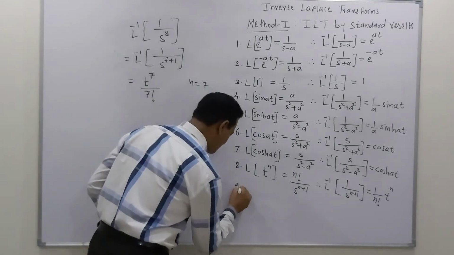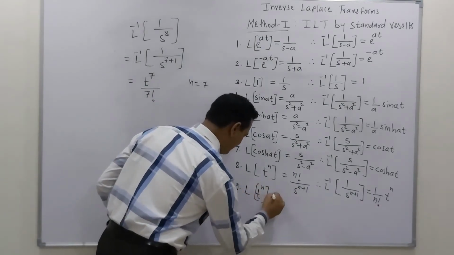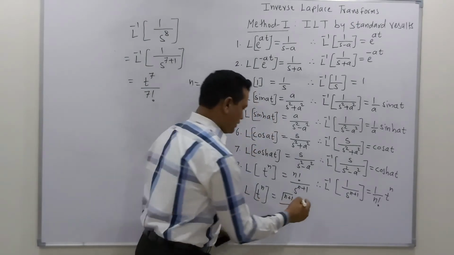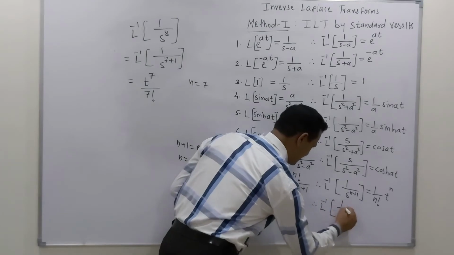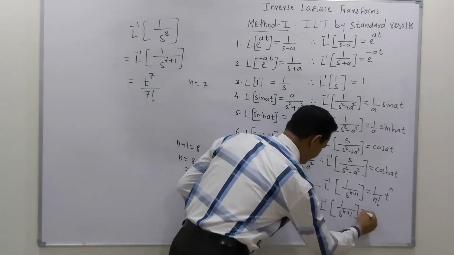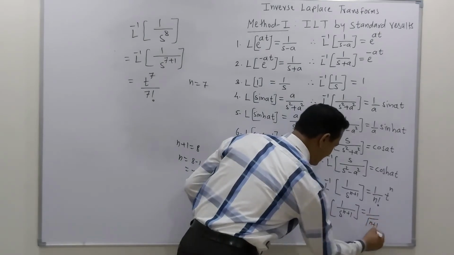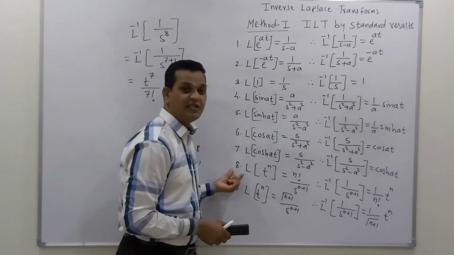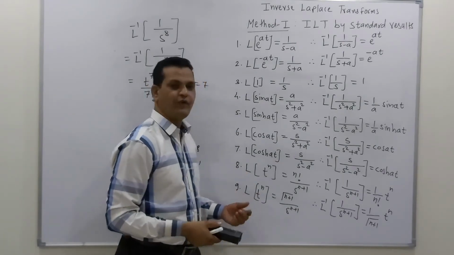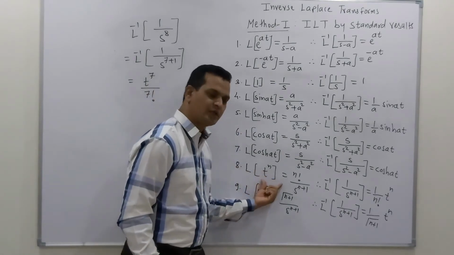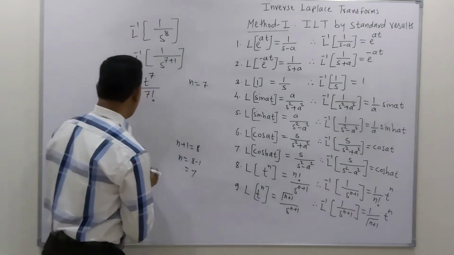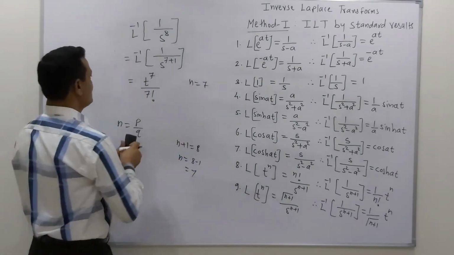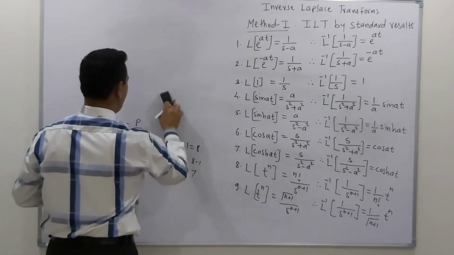Now one more result is there. Laplace transformation of t raised to n is equal to gamma function of n plus 1 upon s raised to n plus 1. So we can write this as inverse Laplace transformation of 1 upon s raised to n plus 1 is equal to 1 upon gamma function of n plus 1 into t raised to n. So again the question arises: when do we use result number 8 and when do we use result number 9? When the value of n is positive, use result number 8. When n is in the form p upon q, in that case use result number 9. Now let's take the next example to understand result number 9.